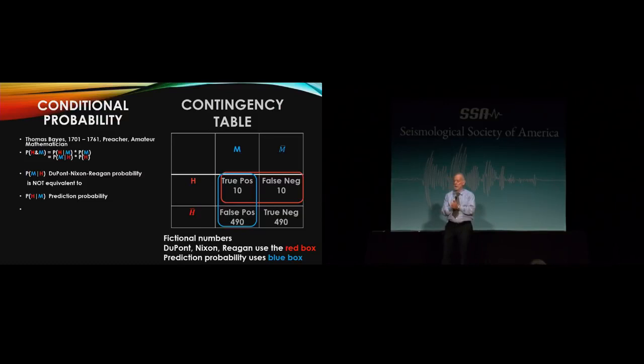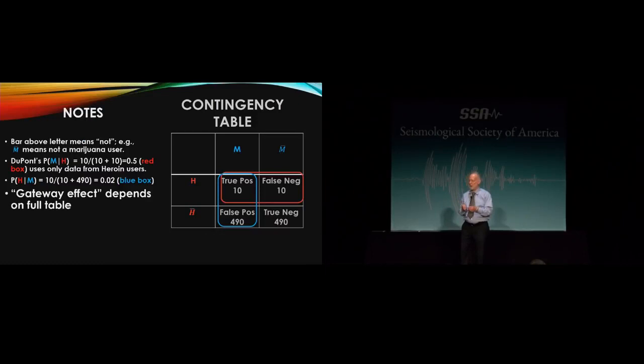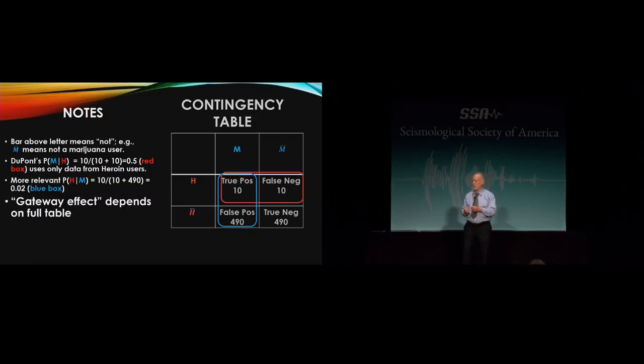And if you look at the red box there, a contingency table on the top has marijuana and non-marijuana users, on the left-hand side, heroin and non-heroin users. The red box shows only heroin users, so that's a condition in this probability, and on the left side is those who use marijuana and the other, those who didn't. Much better way to find out whether marijuana has an effect on later heroin use is to look in the blue box. That is, ask the marijuana users.